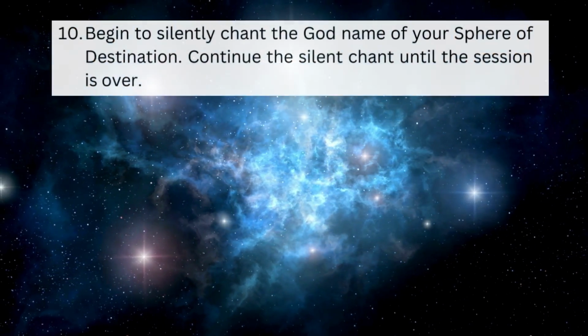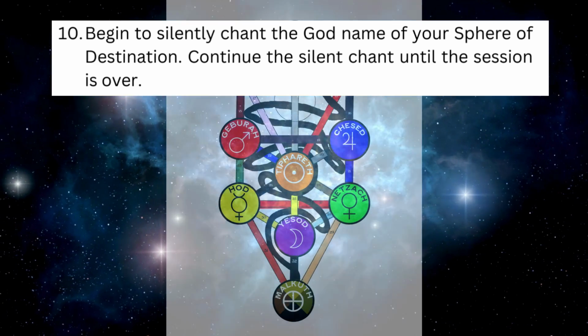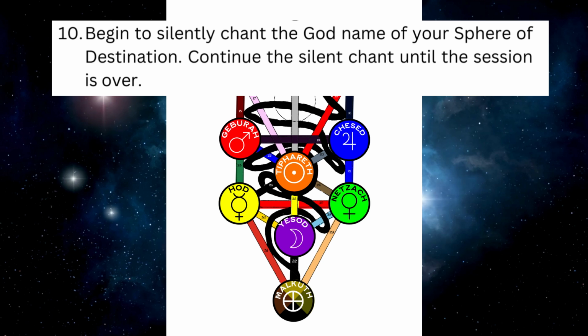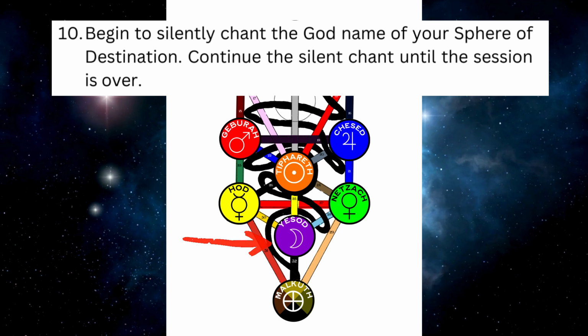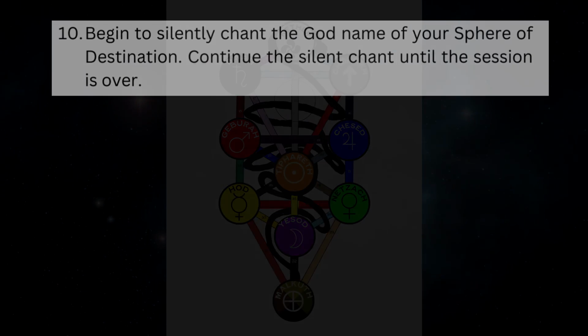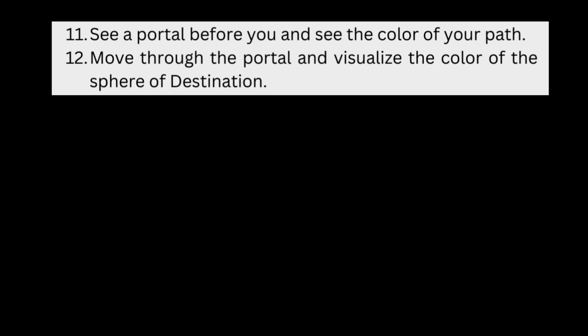Once you've finished your work for the session, you will silently start chanting the God name for the sphere of destination. In this case, the sphere of destination being Yesod, the God name is Shaddai El-Chai. While you're visualizing the black of the path, start to chant Shaddai El-Chai repetitively in your mind. Then imagine a black doorway in front of you again.